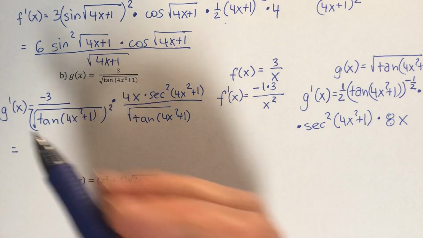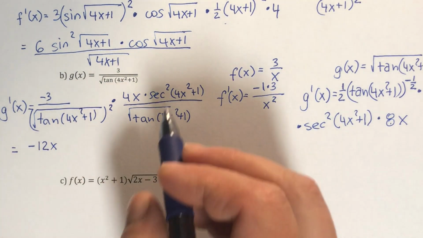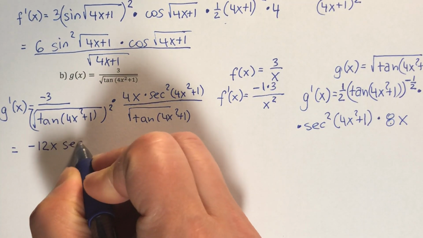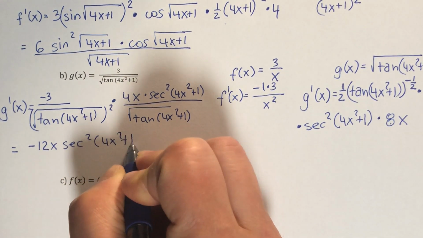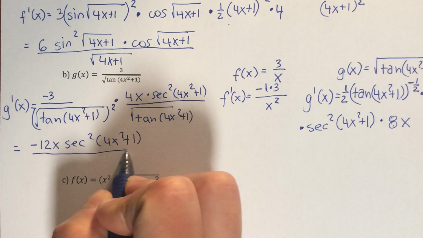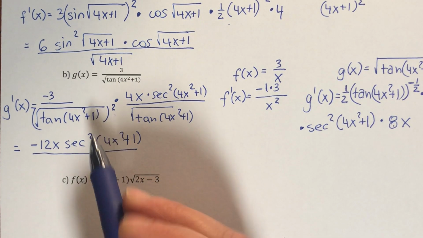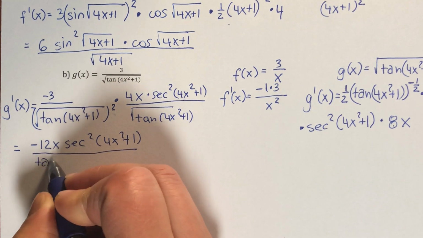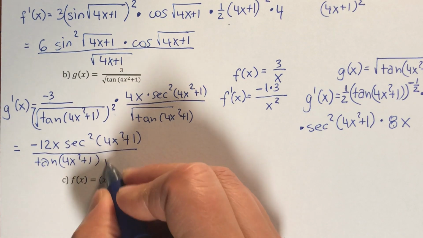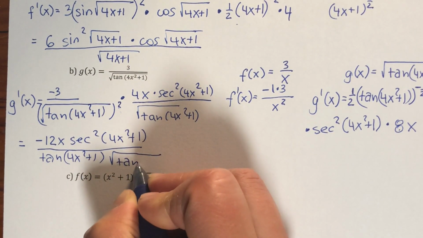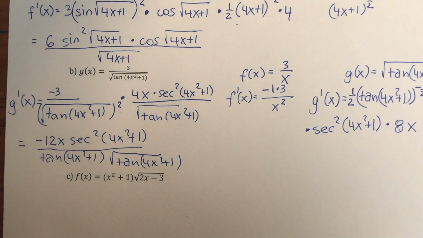-3 times 4 is going to give me -12x. And then I have the secant squared, 4x squared plus 1. And I'm going to divide it by, now notice this is squared, so this is going to take care of the square root. So I'm just going to have tangent of 4x squared plus 1 times that square root of tangent 4x squared plus 1, done.